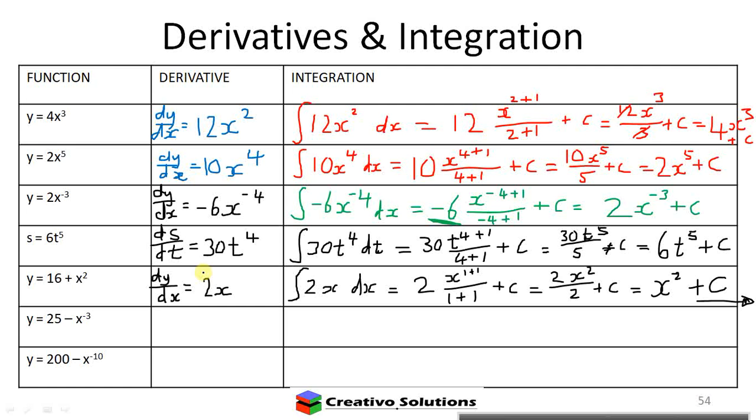So minus 3 times minus 1 will be 3. Yes. 3x to the minus 4. Yes, okay. Right, so integrate that. Integrate 3x to the minus 4 dx equals, well, write down the 3.